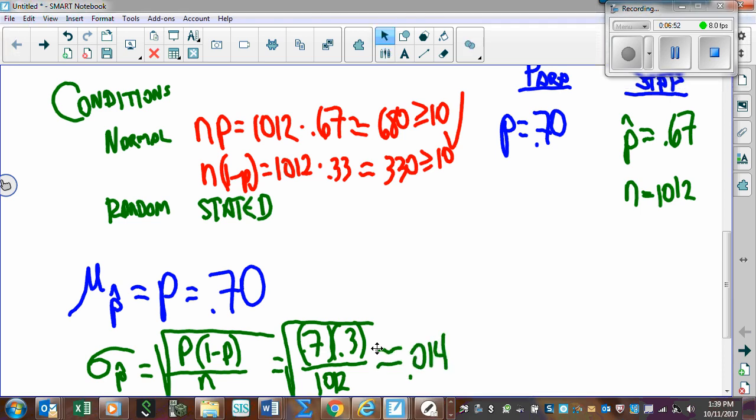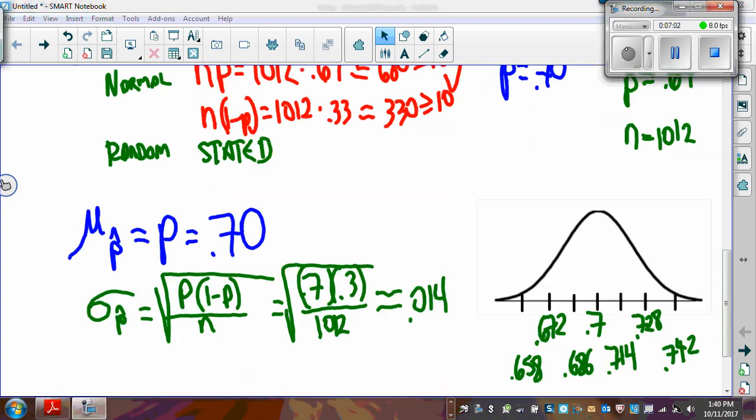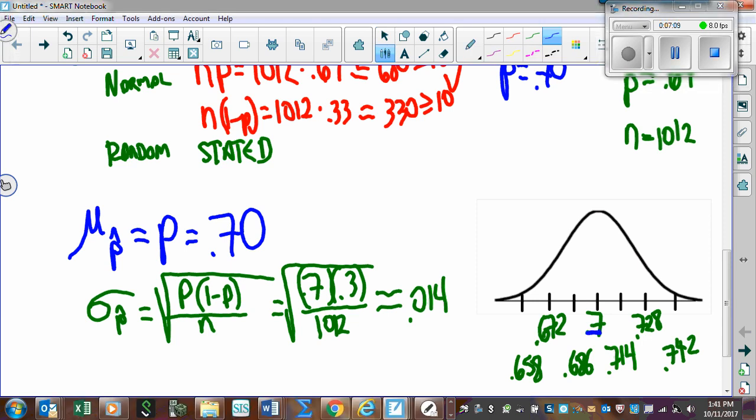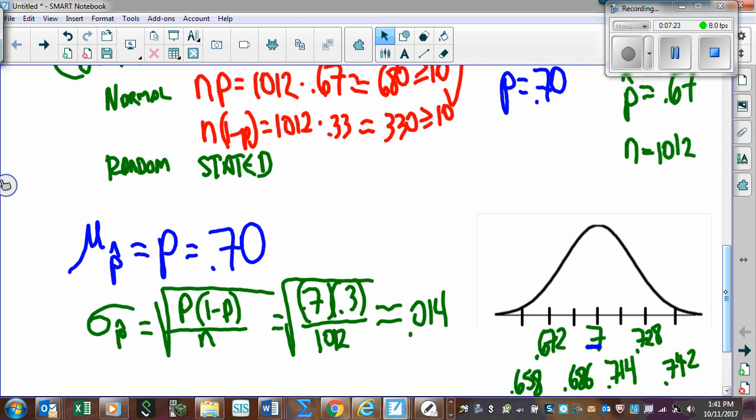Okay? So now we have everything we need to make our sampling distribution. And I'll make that, and I'll come right back. So the center of our sampling distribution, 0.7. And then every time we go up a tick mark, we're going to add 0.014. Every time we go to the left, we're going to subtract 0.014. So this is our sampling distribution of size n equals 1,012 for a population that has a proportion of 0.7.